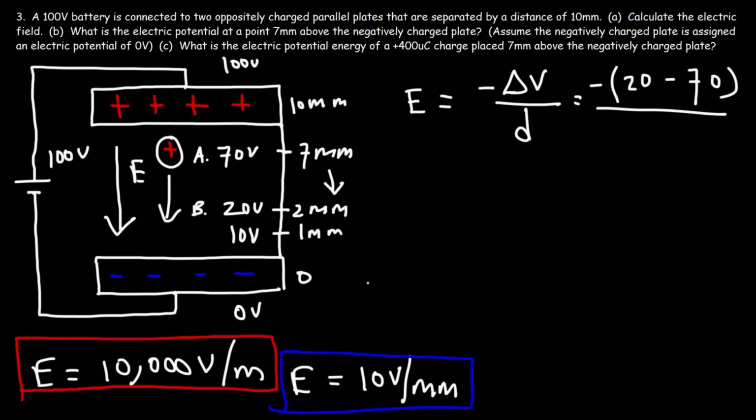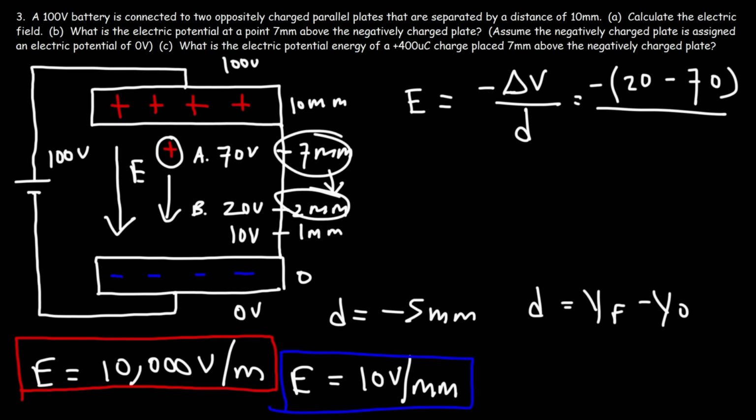The displacement is going to be negative 5 millimeters if we move from point A to point B, because we're going down the negative y-axis. If you take displacement as the final position minus the initial position, this is your final position 2 minus your initial position 7, so you get negative 5. So here we have negative 5 millimeters.